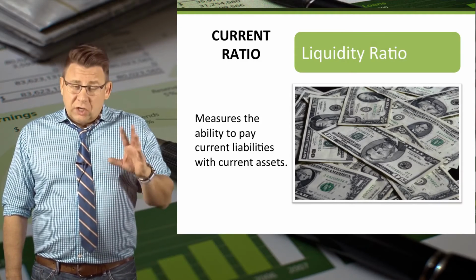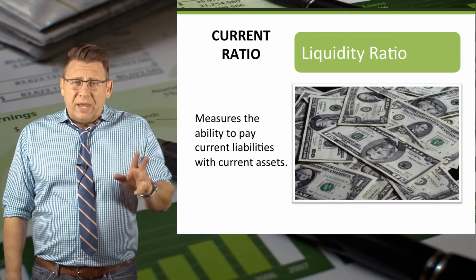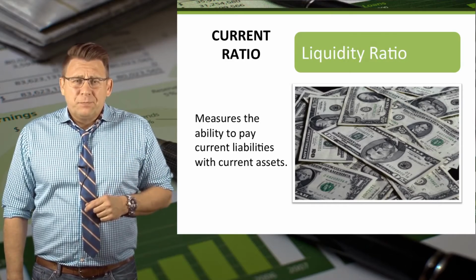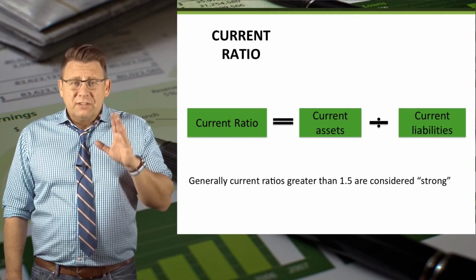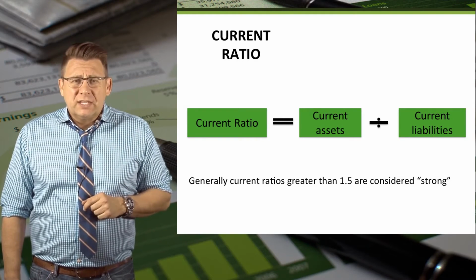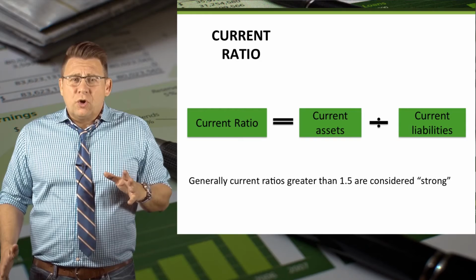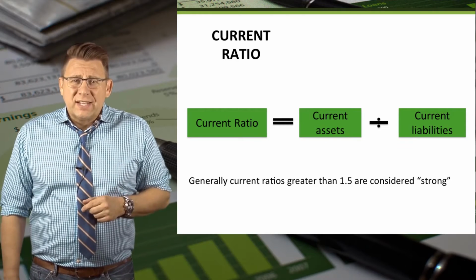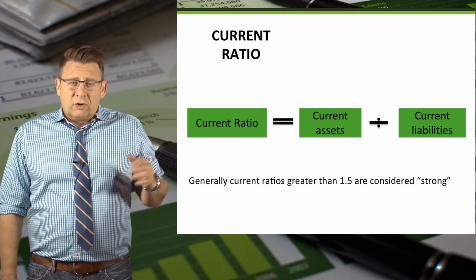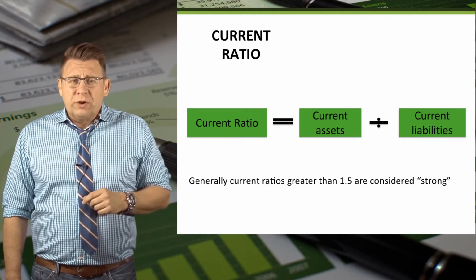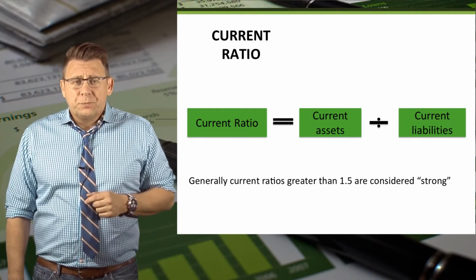In general, the larger the current ratio, the better the ability to pay debts. The current ratio is calculated as current assets divided by current liabilities. It tells us how many more dollars of current assets a company has than current liabilities. Generally, current ratios that are greater than 1.5 are considered strong.